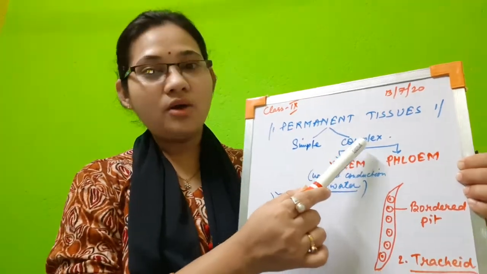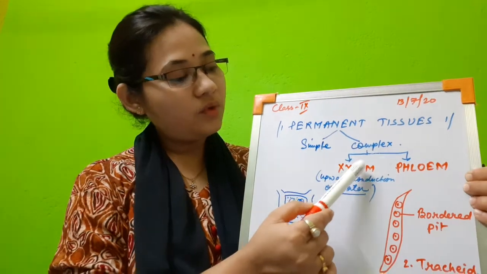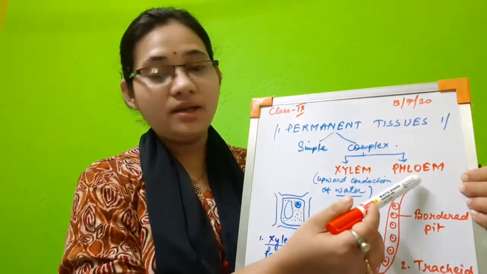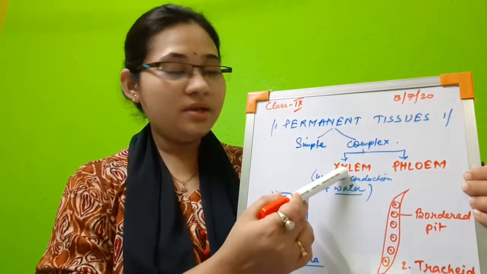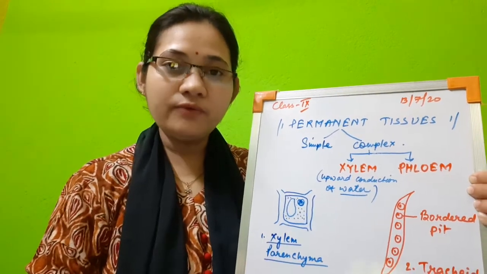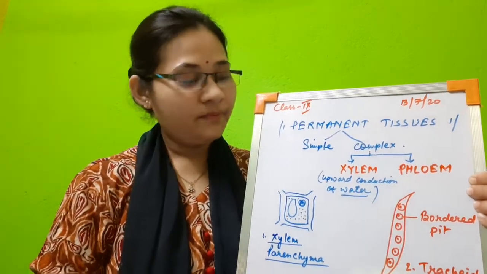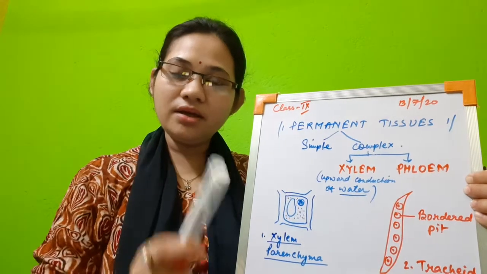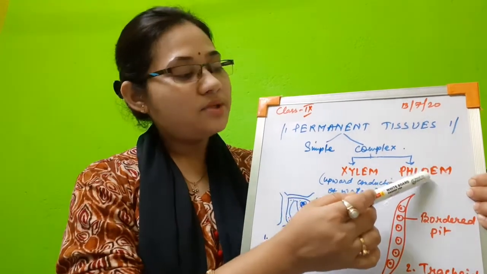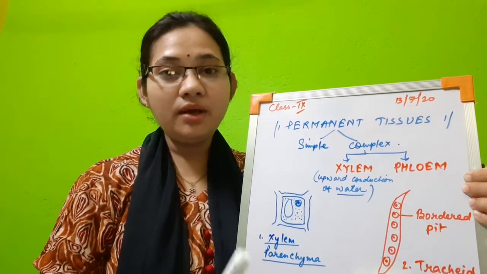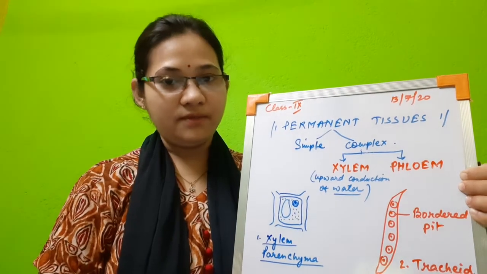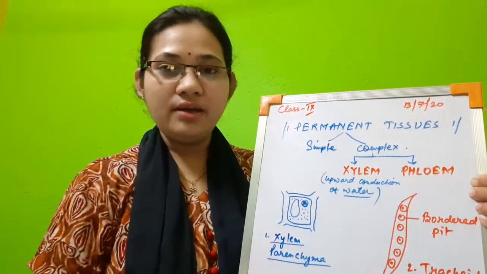So under complex permanent tissue we have two examples, xylem and phloem. Now the difference between xylem and phloem is that xylem helps in conduction of water and phloem helps in conduction of food, or food substances. Now xylem helps in conduction of water from the roots to the leaves. Phloem helps in conduction of prepared food from the leaves to the different parts of the plant. So that is the difference between xylem and phloem.